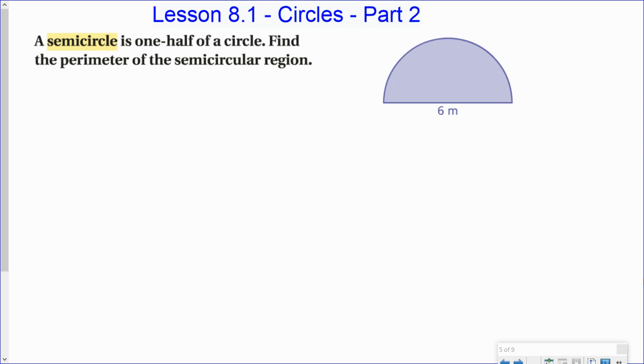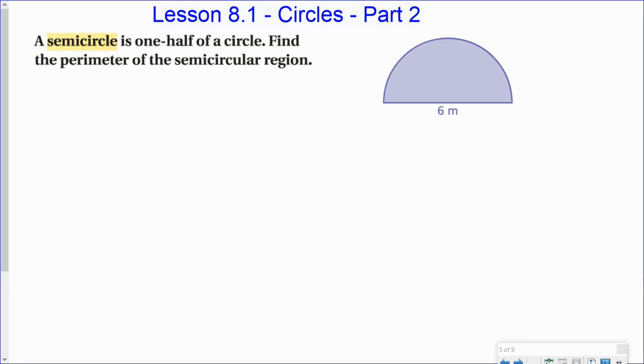Today we're going to finish lesson 8.1 about circles and circumference. So this is part 2. And today we're going to talk about semicircles, which, if you look at my picture here, a semicircle is just a half of a circle. And it says find the perimeter of the semicircle region.